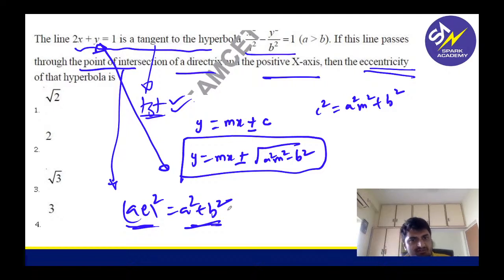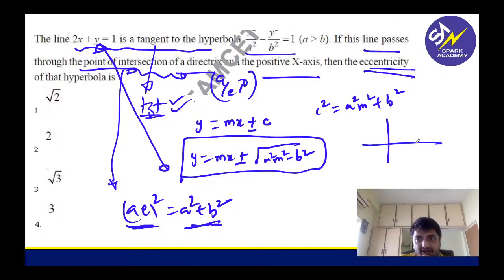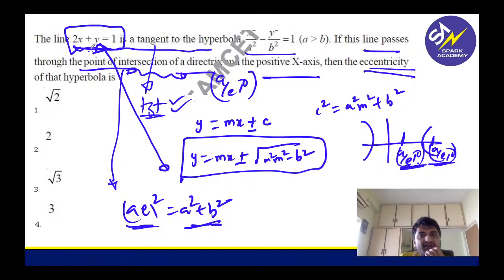And the other is also given, right? So to simplify further, what else did you give? The line passes through the point of intersection and directrix. That means what? What is your directrix? A by E comma 0, right? So if your hyperbola looks like this, your directrix is A by E comma 0. I think the directrix will be inside, right? So this passes through the line. That means the tangent line passes through it. So you'll get one more equation here, one more here. So you can just do it. It's easy.